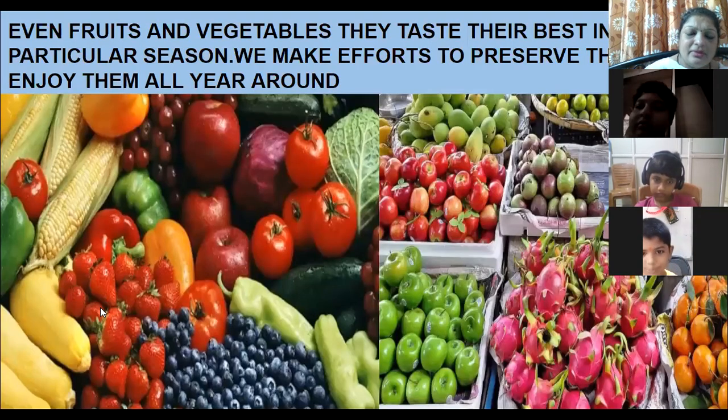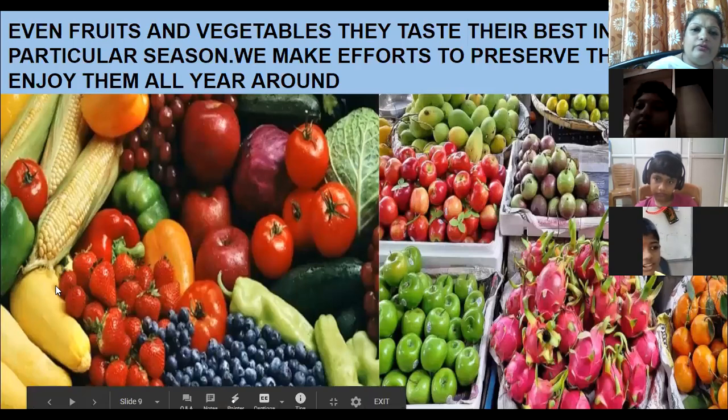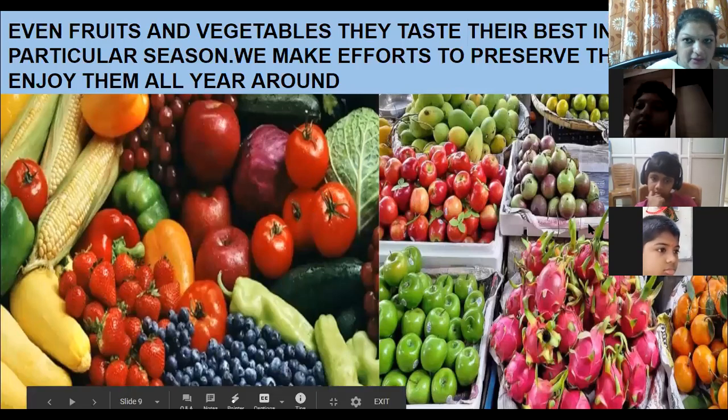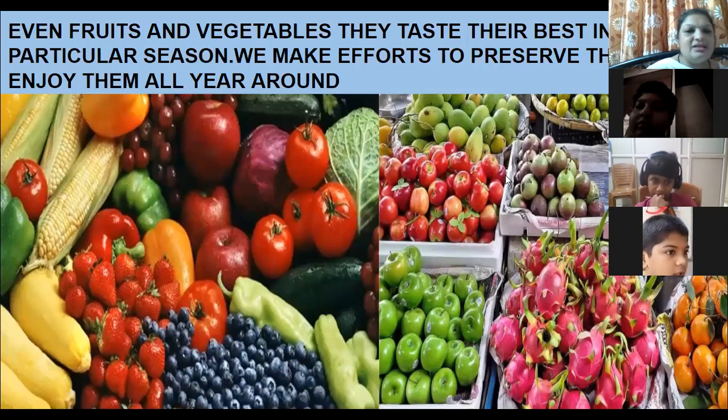Here you can see, similarly, as we saw food grains, liquids, and poultry, for example eggs, similarly vegetables and fruits need to be preserved. Yes, they will get spoiled easily, even your vegetables and fruits. But there are some vegetables you get only in a particular season. Seasonal fruits and seasonal vegetables, but you need to enjoy them all year around.